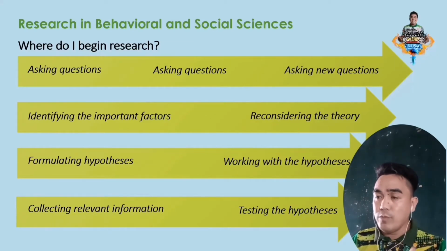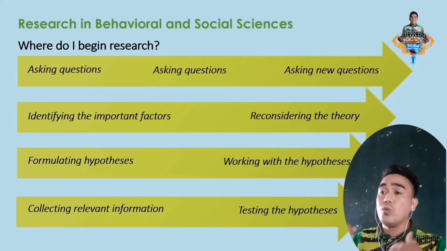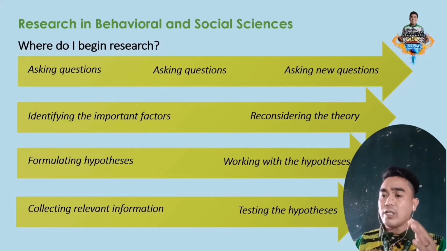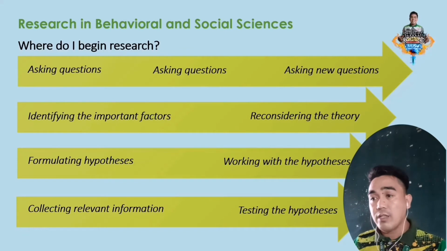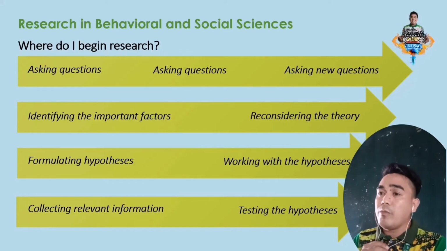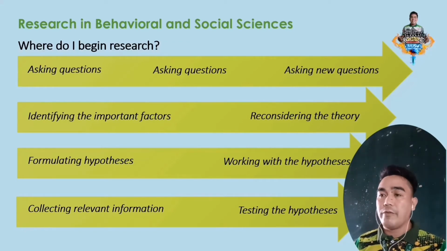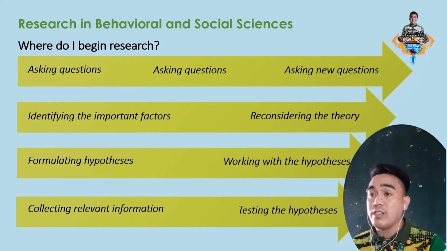You want to assume that statement so that there is a basis for you to test whether it is true or not. Then right after that, if you are now working with the hypothesis, you want to test whether it is correct or wrong, so you're looking for the evidence. And that is what we call collecting relevant information, or gathering the data.